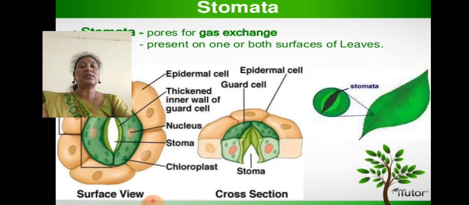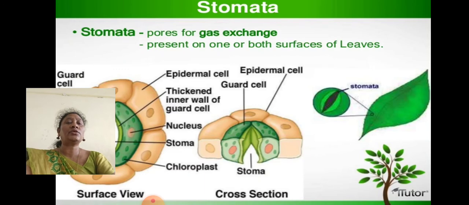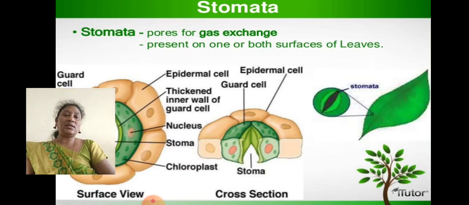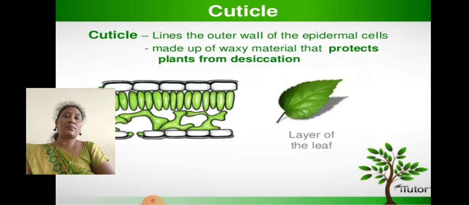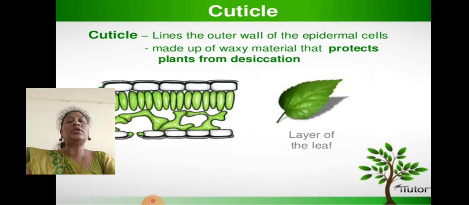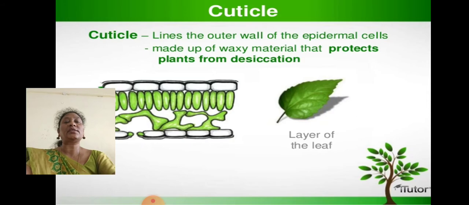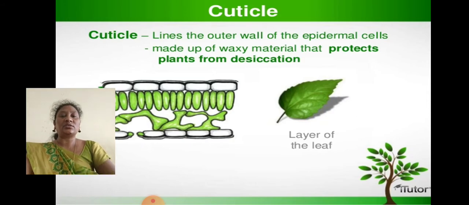This is the surface view. And in cross section, you can see the stoma, guard cells, epidermal cells. So we find the stomata on the epidermis of the leaves. Coming to the cuticle, it lines the outer wall of the epidermal cells and is made up of wax material that protects the plants from desiccation.